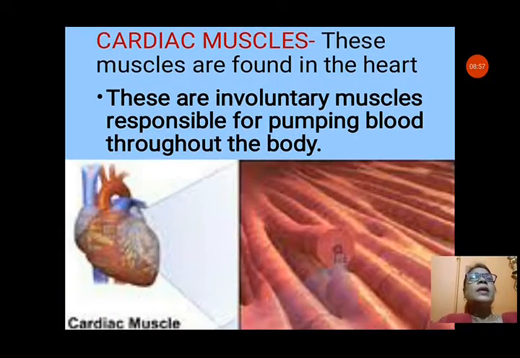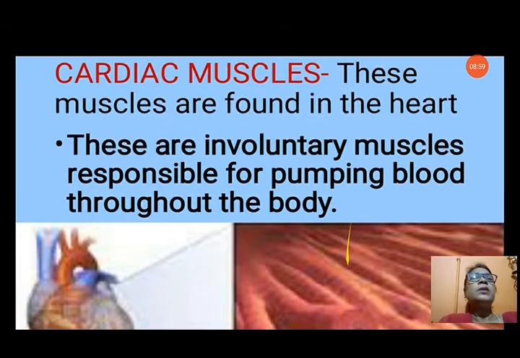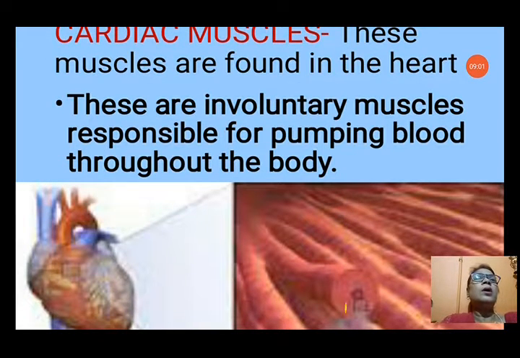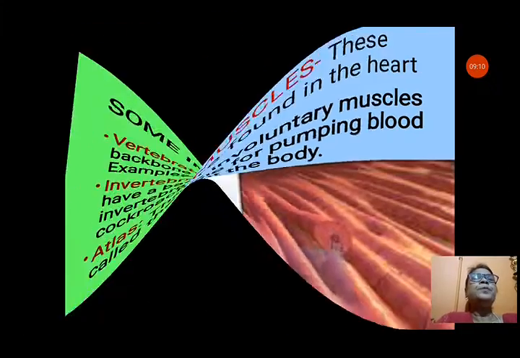You can see cardiac muscle, this is the third type of muscle. These muscles are found only in the heart. These are involuntary muscles responsible for pumping blood throughout the body. They are also not attached to the bone, they are also a smooth muscle.